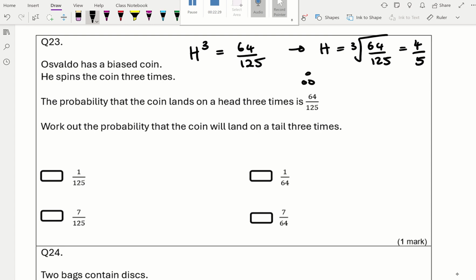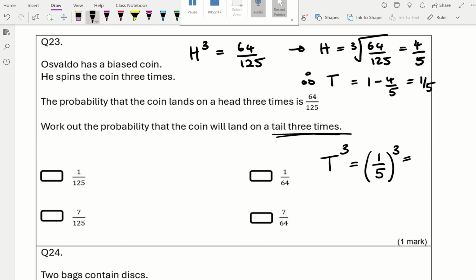That means that the probability of tails is 1 minus 4/5, which is a fifth. So the probability of getting tails 3 times is t cubed. So it's 1/5 cubed, which is 1 over 125.